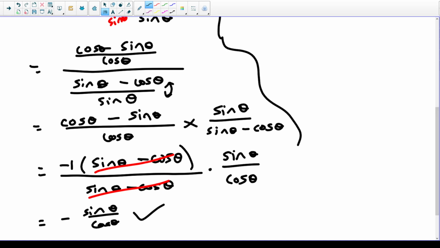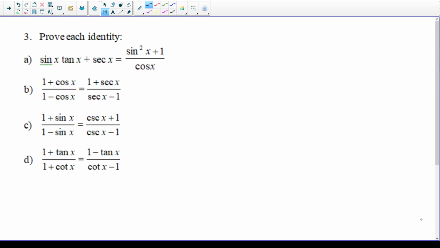Let me know if there's any questions, folks. I am going to move on here. So this was question number 3. These were just getting more and more complicated. I think I wouldn't mind doing the first one. Yeah, let's do the first one and see what happens.